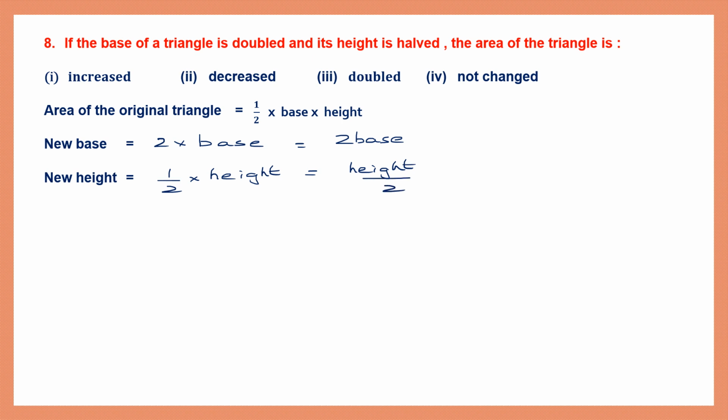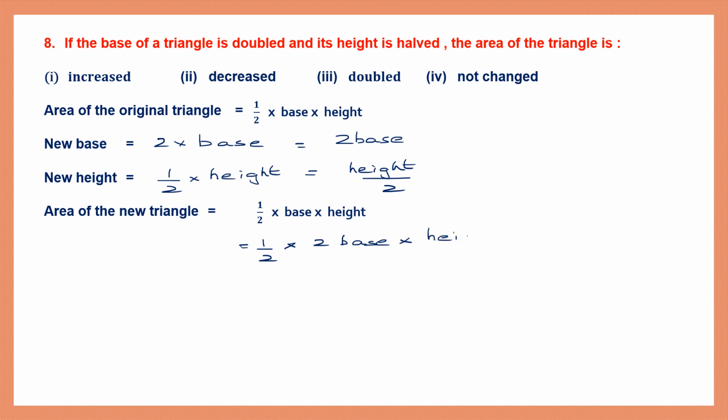Now let's find the area of the new triangle. Area of the new triangle, again the formula is half into base into height. So half, and what is the base? 2 base. So that is 2 into height, and the height is height by 2. Height divided by 2. This is for the new one. So here base is 2 into base, and height is height divided by 2.